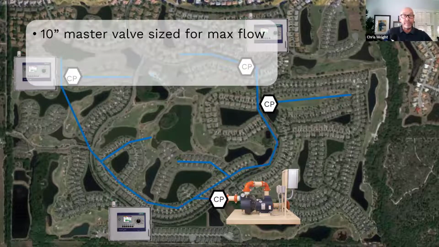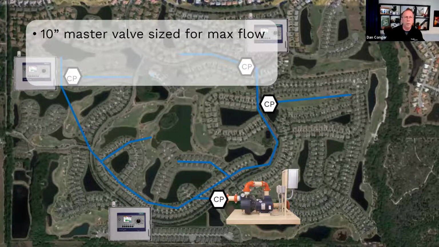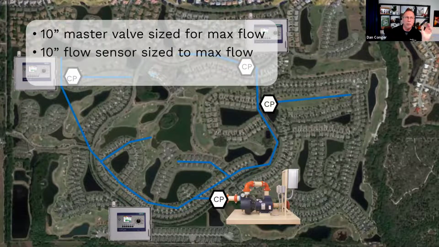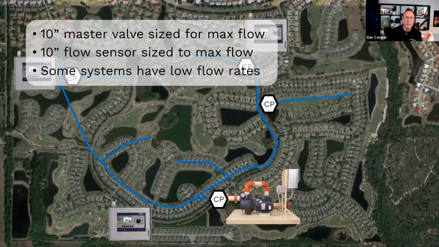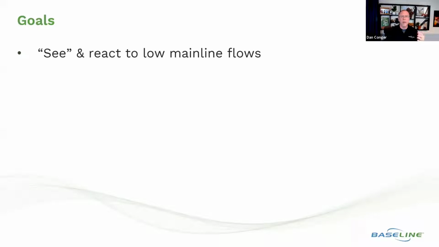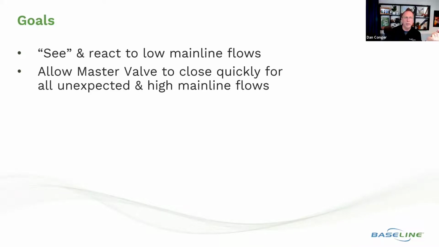So, all right. Let's take a look at one where on the same site, that 10-inch master valve is sized for that maximum flow, and the 10-inch flow sensor is sized for that maximum flow, but we have different flow rates throughout the system. So if we want to see and react to different main lines, and then maybe change the master valve closing speed, because the 10-inch master valve, I don't even know how that closes. That's well beyond the scope of what I'm familiar with.